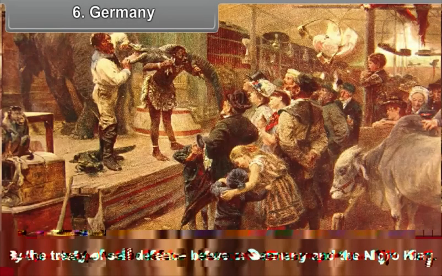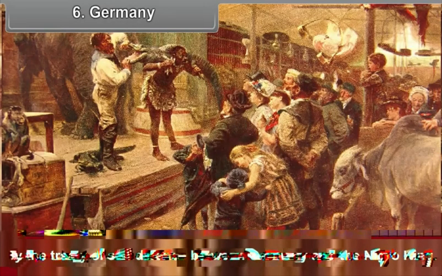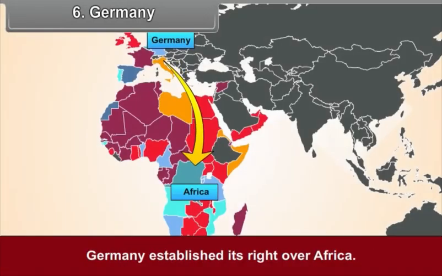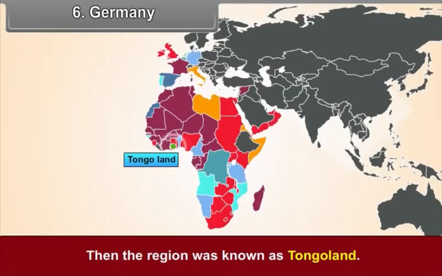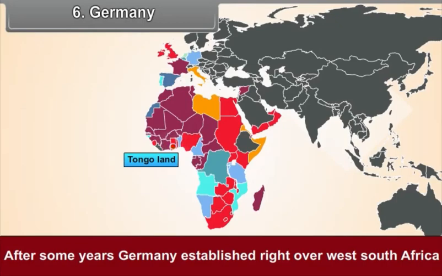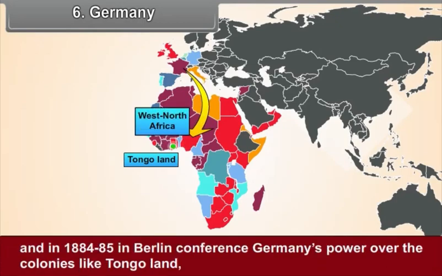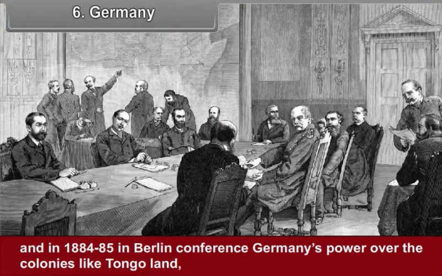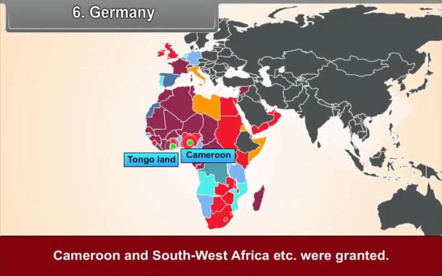By the Treaty of Self-Defense between Germany and a Negro king, Germany established its right over Africa. Then the region was known as Togoland. After some years, Germany established its right over West South Africa, and in 1884-85, at the Berlin Conference, Germany's power over the colonies like Togoland, Cameroon, and Southwest Africa, etc., was granted.